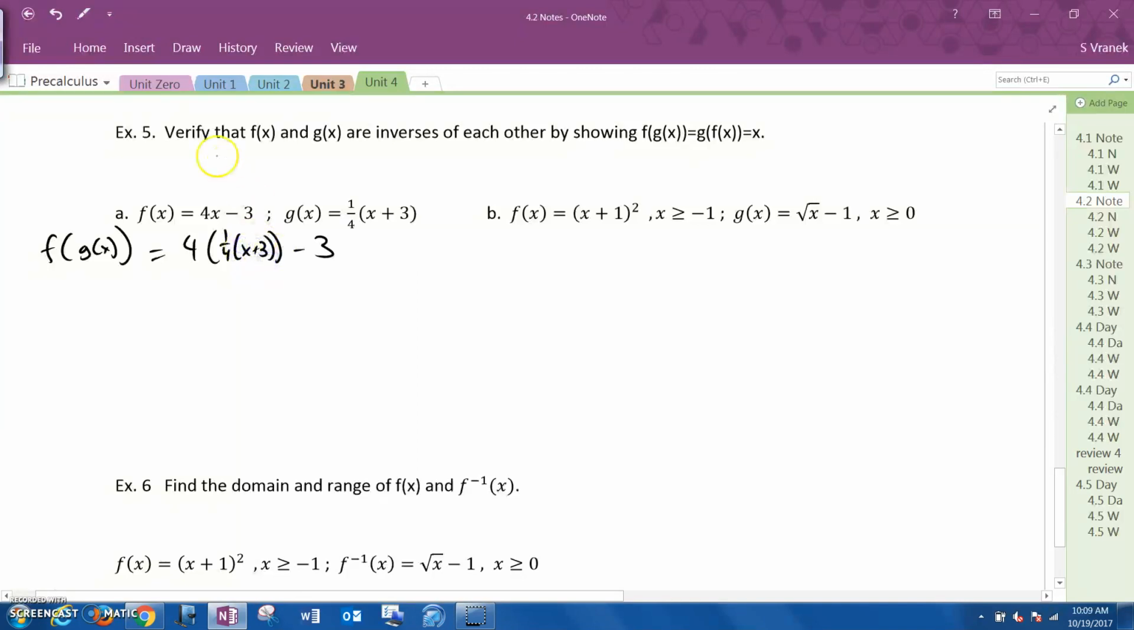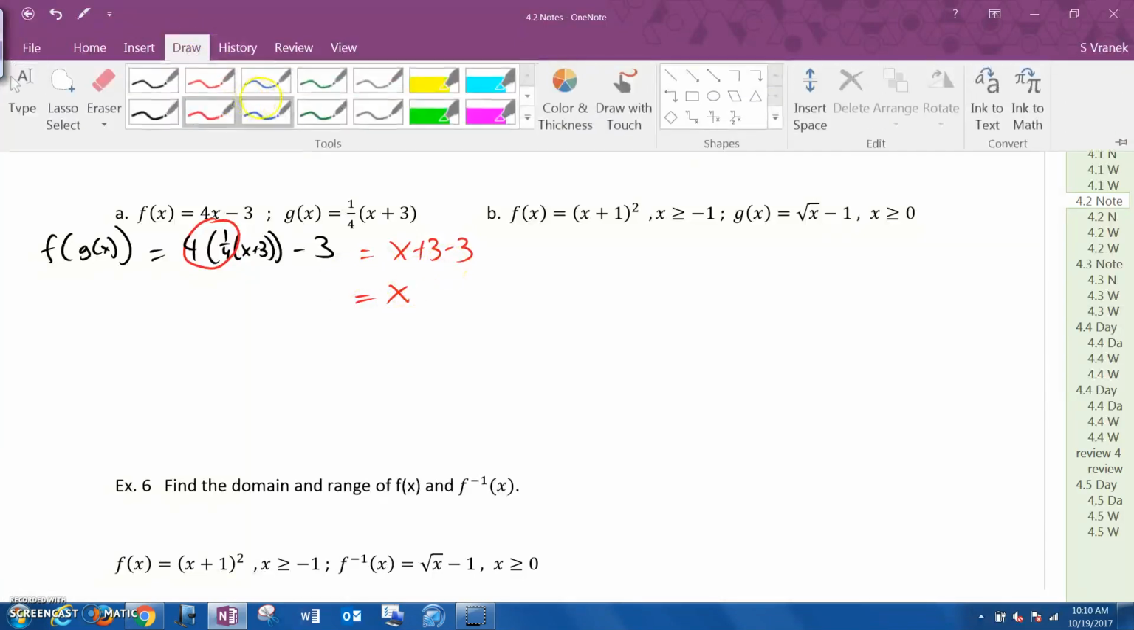Okay. Now I just have to simplify this. The easiest thing to do is cancel these out right away, because if you distribute the 4 to the 1/4, it's gone, and you're left with x plus 3 minus 3, which then is x. And you do have to show your steps. Don't just say, oh, it's x. I want to see the algebra. That's what I'm grading.